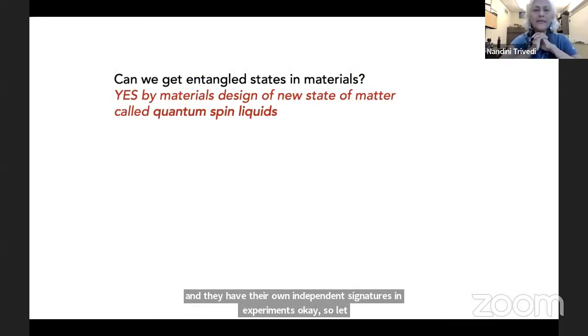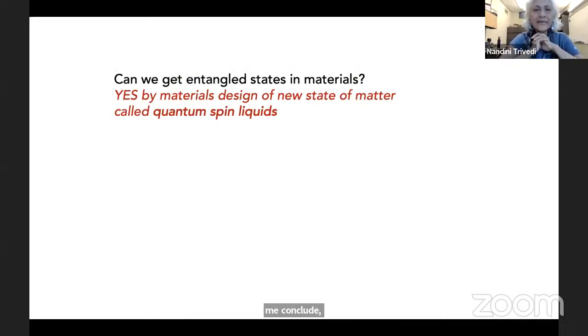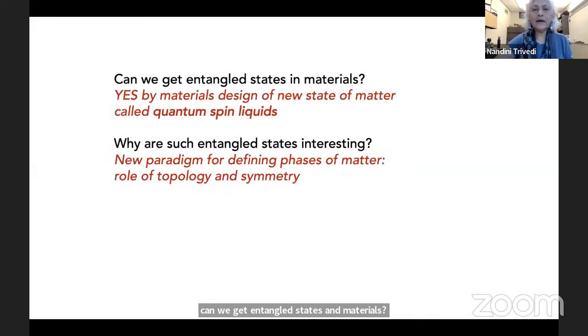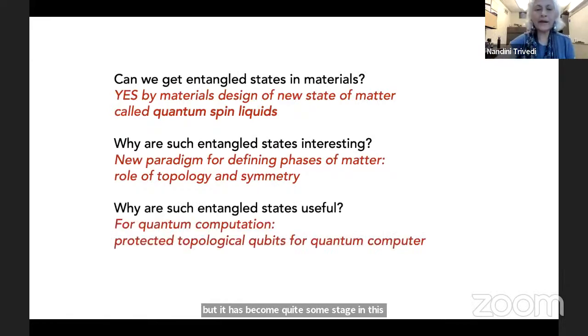Okay, so let me conclude then by answering the questions I raised. Can we get entangled states in materials? The answer is yes, by designing materials very conscientiously and looking for states that are called quantum spin liquids. And why are such entangled states interesting? They are basically producing a new paradigm for defining phases of matter and showing us the role of topology and symmetry. Topology was not something that we studied much in quantum materials, but it has become quite center stage in this paradigm beyond the Landau paradigm.